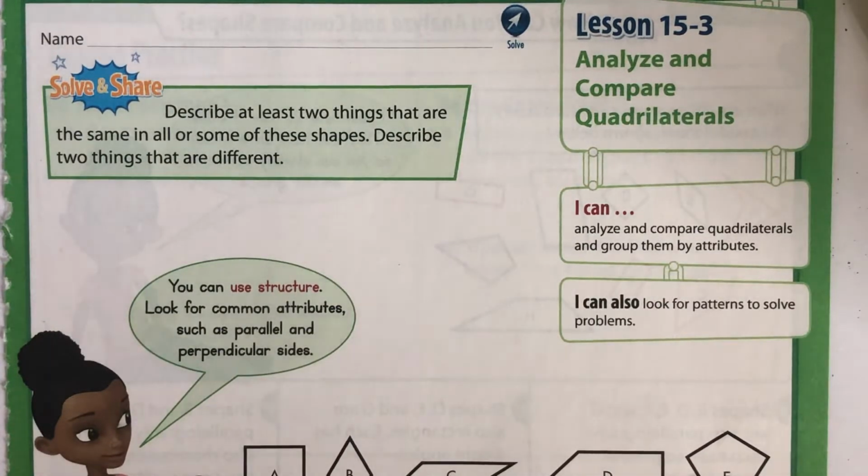Lesson 15.3, Analyze and Compare Quadrilaterals. Describe at least two things that are the same in all or some of these shapes. Describe two things that are different. You can use structure, look for common attributes such as parallel and perpendicular sides. I can analyze and compare quadrilaterals and group them by attributes. I can also look for patterns to solve problems.